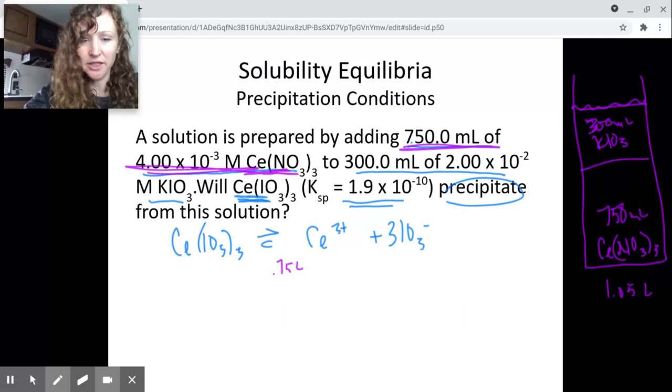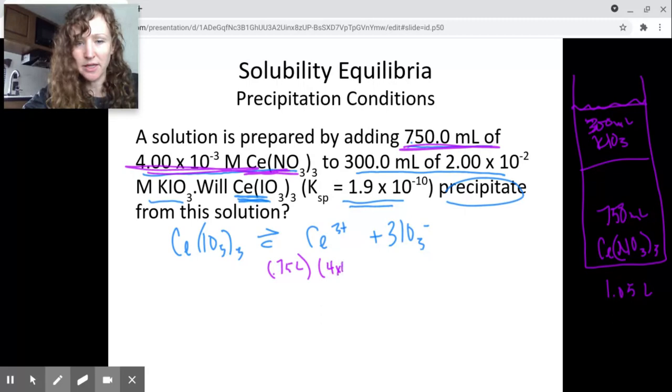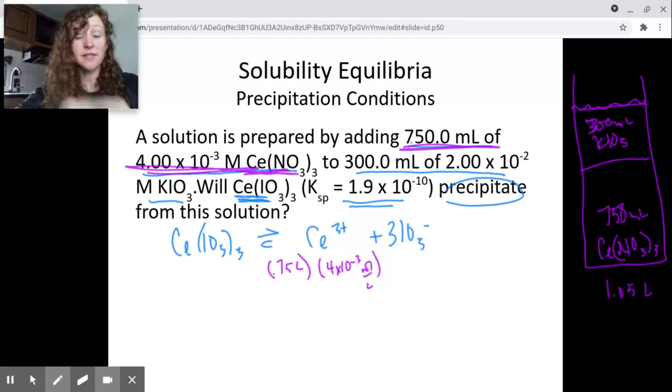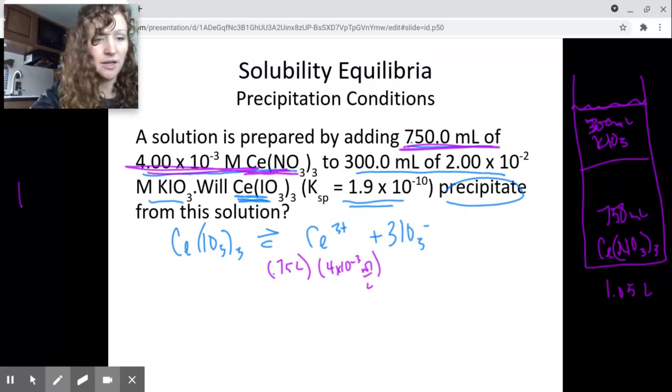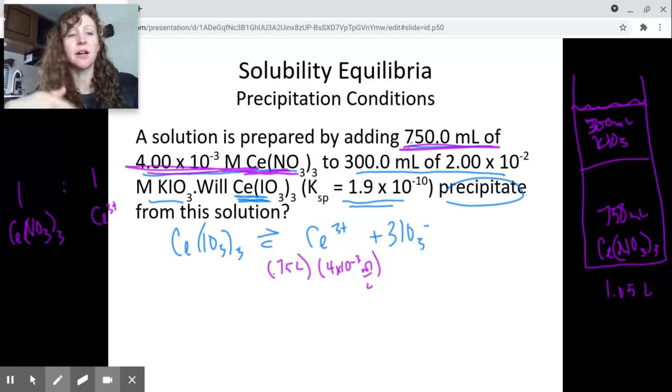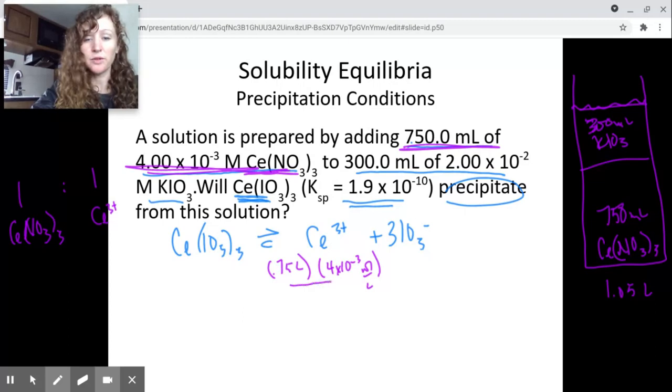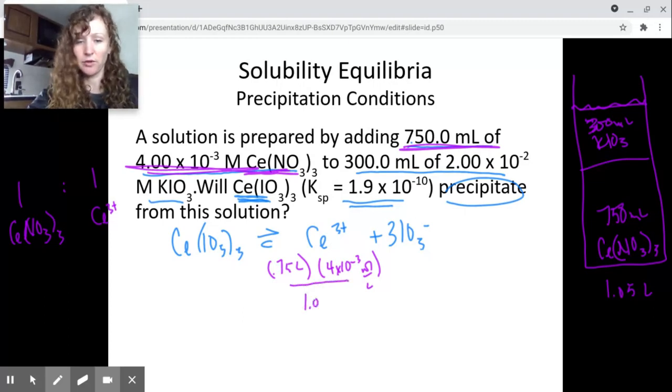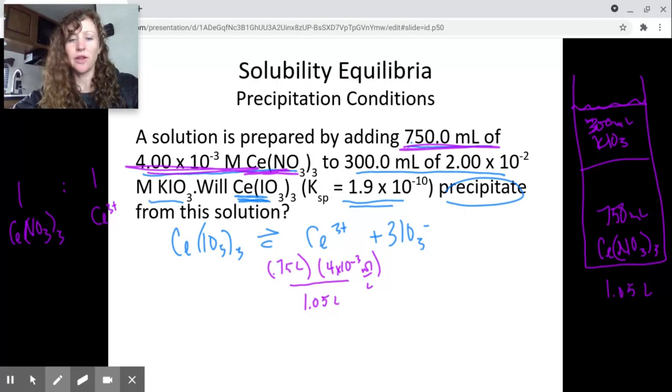So 0.75 liters of selenium nitrate, 4 times 10 to the negative third moles per liter of selenium nitrate will give me the moles of selenium nitrate. Now for every 1 selenium nitrate, I'm going to get 1 Ce3+. So the molarity of selenium nitrate will be the same as selenium. Now that amount of moles is going to be floating around in 1.05 liters. So that will get me my molarity of the selenium ion in my complete solution.